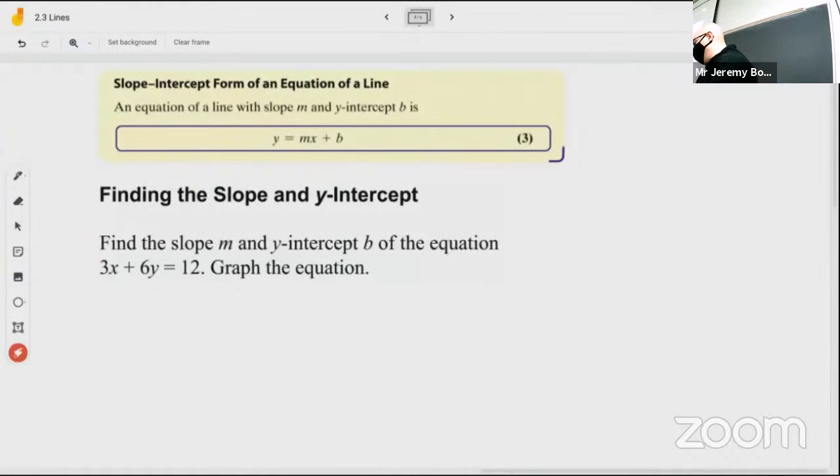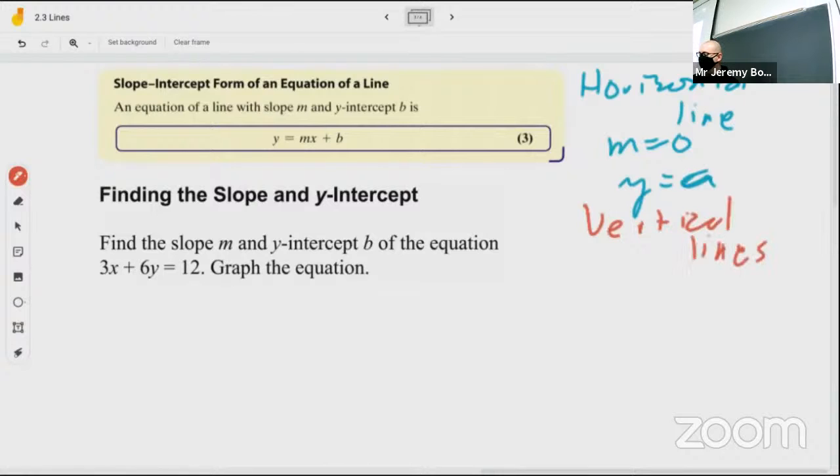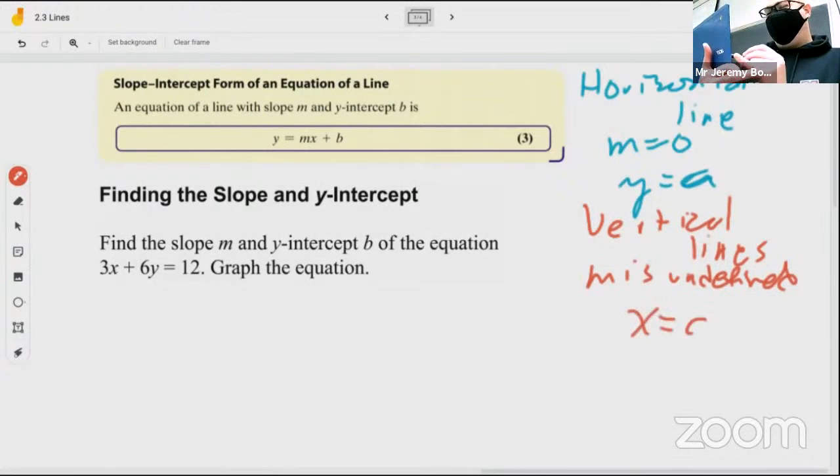Horizontal and vertical. Remember, if you have a horizontal line, that means that the slope is equal to 0, and the equation of that line is always going to be y is equal to some value, right? Whatever the y value is, that's going to be the equation of that horizontal line. And we also learned about vertical lines. In a vertical line, the slope is undefined because you're going to have division by 0. And the form of the equation of a vertical line is x is equal to some value. Okay, so a little rundown on that.